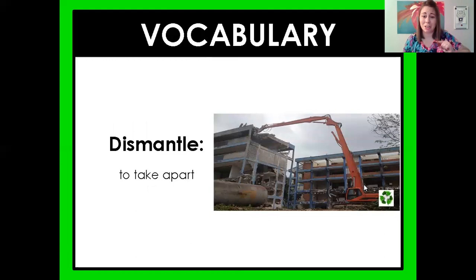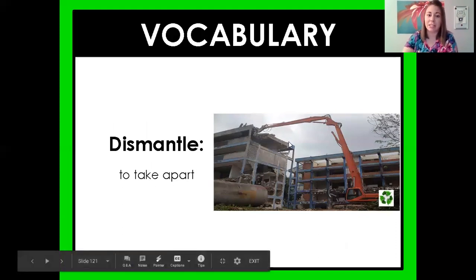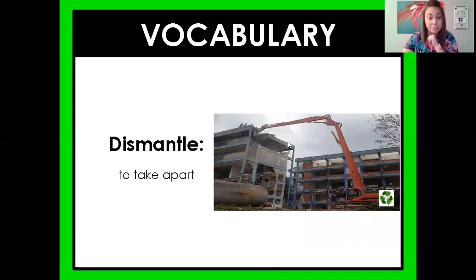And the second word that we are going to go over is dismantle, which means to take apart. Okay, so we can see in our picture here that this building is being dismantled. Okay, it's being torn down, it looks like.